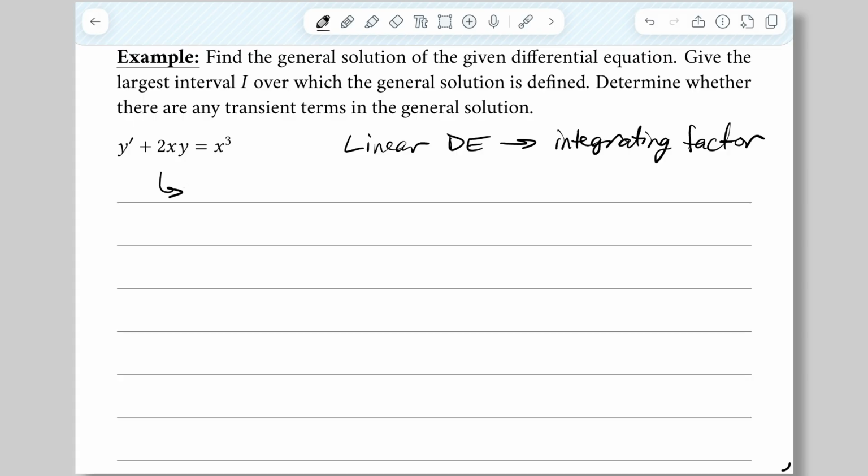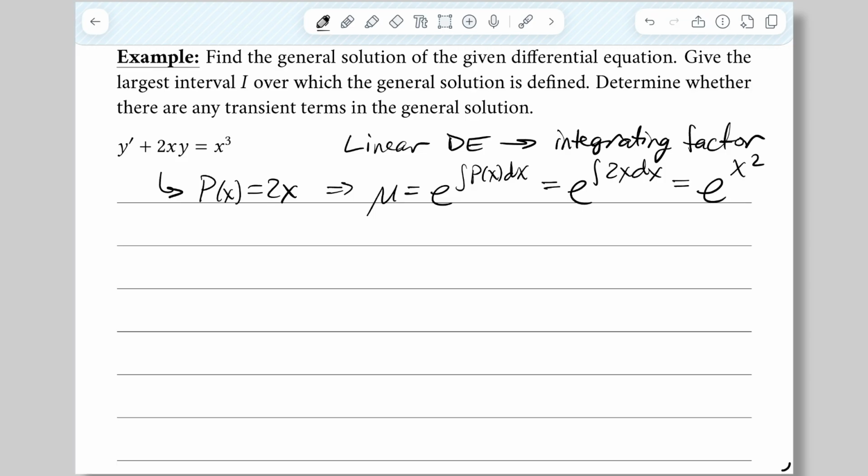We see here the equation is already in standard form because the coefficient of the y prime term is 1. We identify that p of x is equal to 2x. And so we have the integrating factor mu, which is e to the integral of p of x dx, equal to e to the integral of 2x dx, and so is e to the x squared.